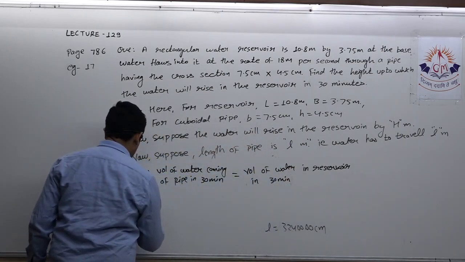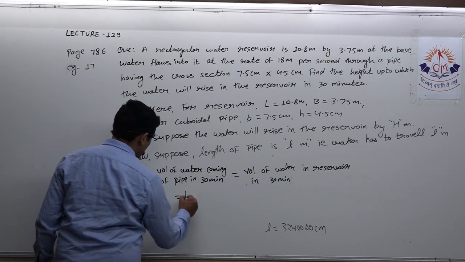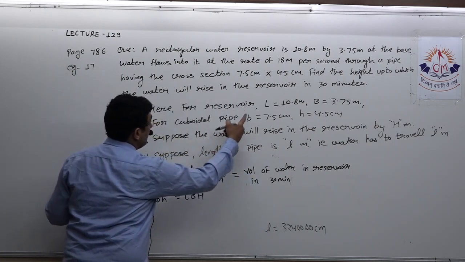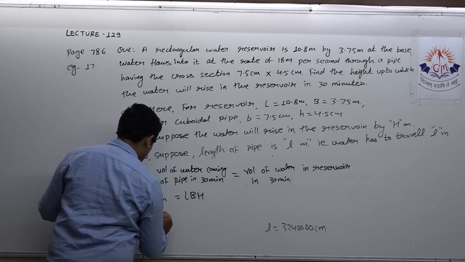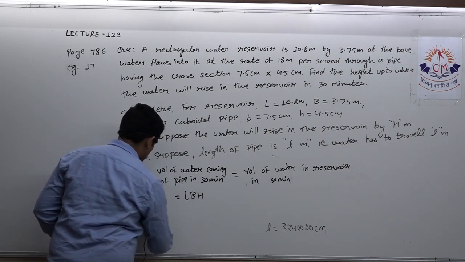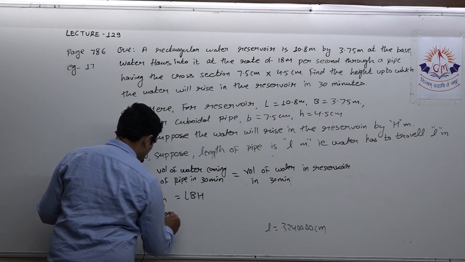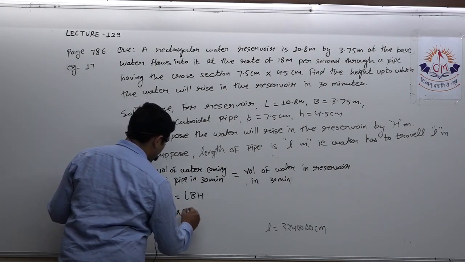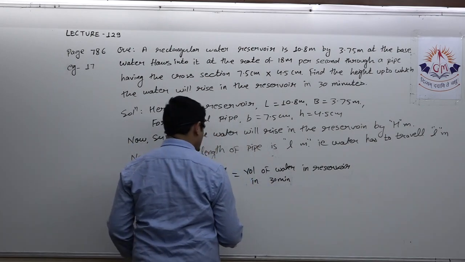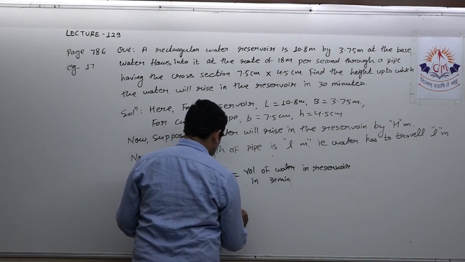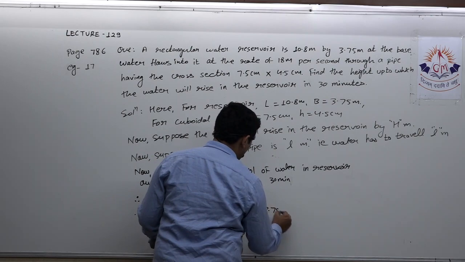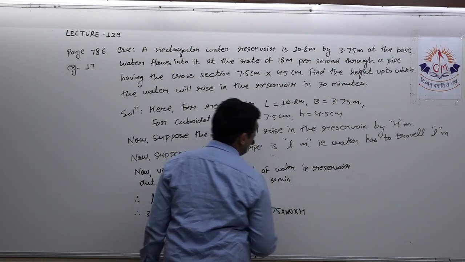Therefore I can say small l into small b into small h is equal to capital L into capital B into capital H. Now, small l is 3240000, small b is 7.5 and small h is 4.5, which is equal to capital L, which is 10.8 into 100 because we need to convert into centimeters, and capital B is 3.75 into 100, and capital H we have to obtain.